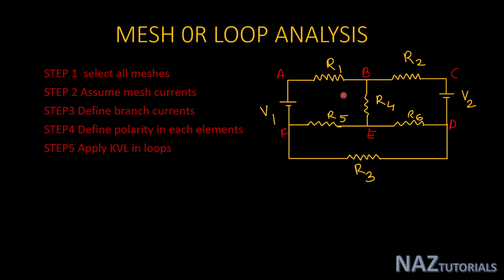So if you see, there are many more paths. One path is A, B, C, D, E, F, A, or you can say A, B, E, D, F, A, or you can say B, C, D, F, E, B, or you can say A, B, C, F, A. If you count, there are a total of 7 closed paths. That means there are 7 loops in this circuit. So any closed path or any combination of closed paths of circuit elements is known as a loop. So this is the basic concept of mesh and loop.